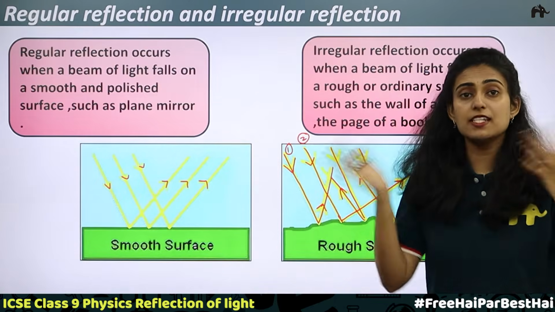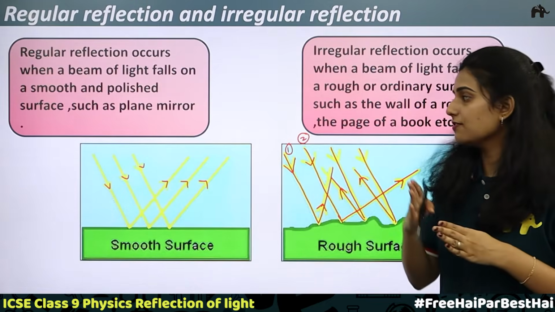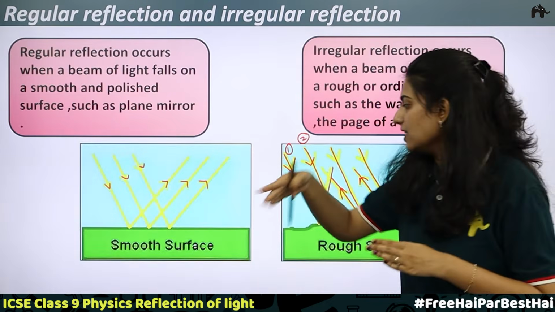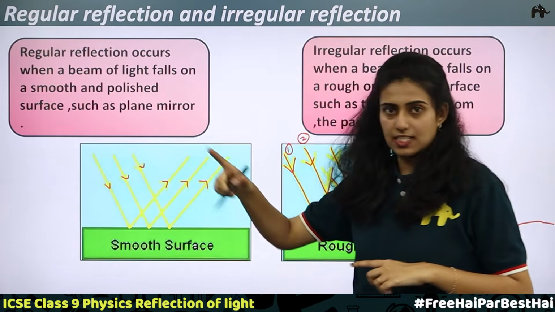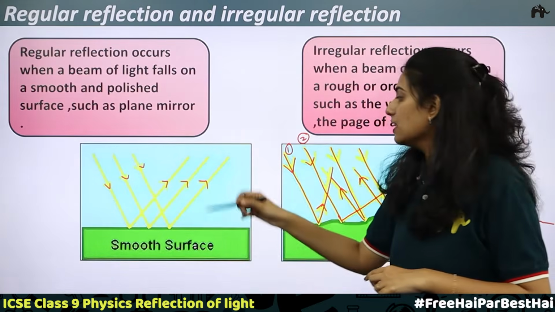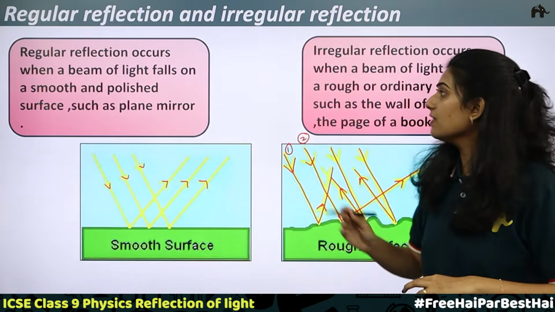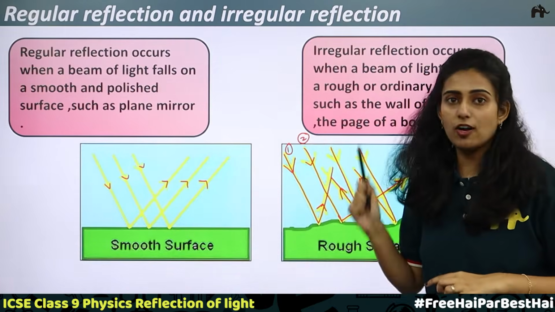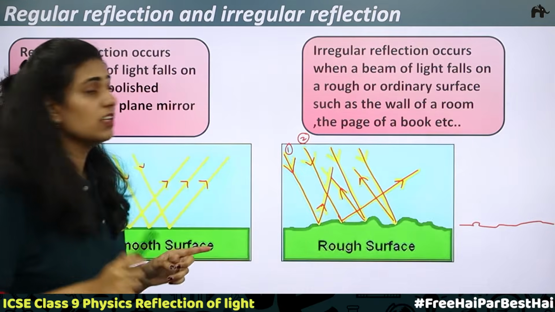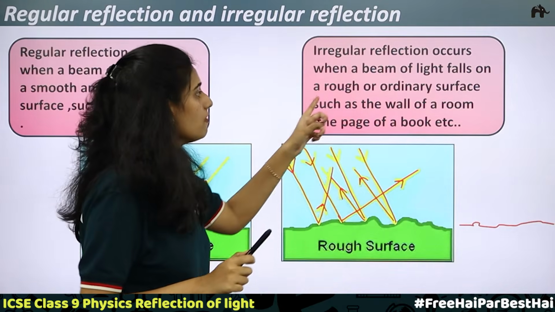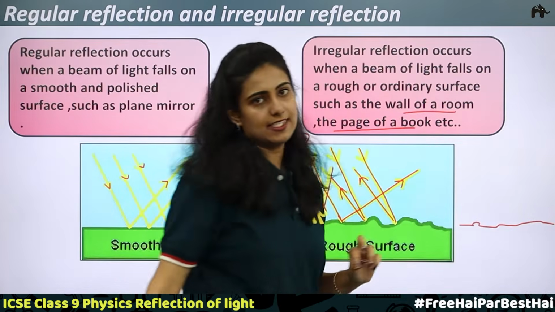Light spreads in different directions, but that is not the case with a smooth surface. On a smooth surface, you can see the incident ray and the reflected ray properly, and when you take three light rays which are parallel to each other, the reflected rays will also be parallel to each other. So regular reflection occurs when a beam of light falls on a smooth and polished surface such as a plane mirror. And irregular reflection occurs when a beam of light falls on a rough or ordinary surface such as the wall of a room, the page of a book, etc.